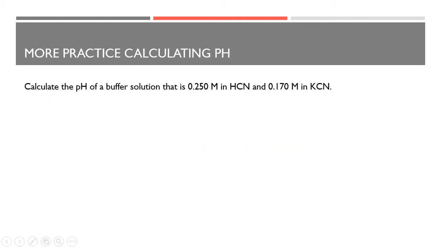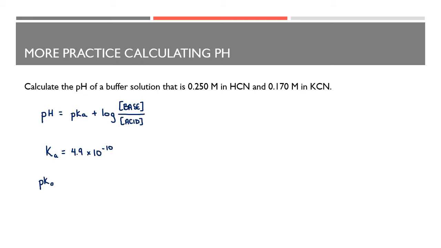Let's try one more practice problem. Calculate the pH of a buffer solution that is 0.250 moles per liter HCN and 0.170 moles per liter KCN. So our weak acid is the HCN, and the source of our base ions is going to be the KCN. The base ions are going to be the CN minus ions, but you will often find that buffers contain a salt solution as the source of your conjugate base ions.